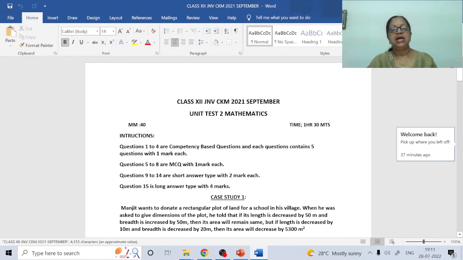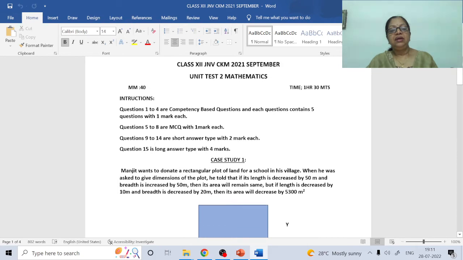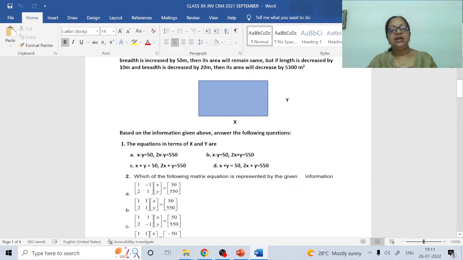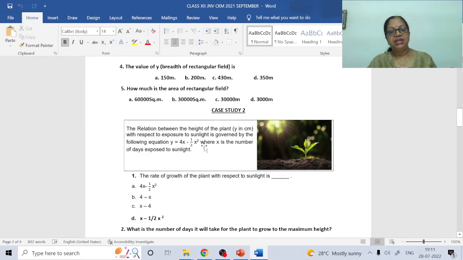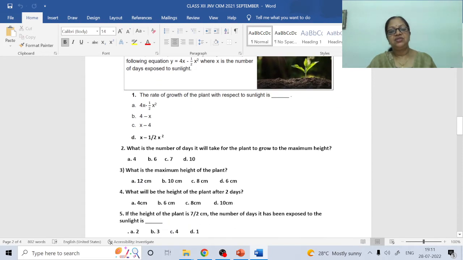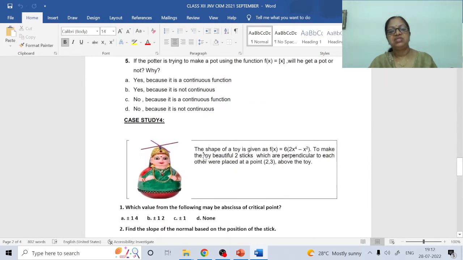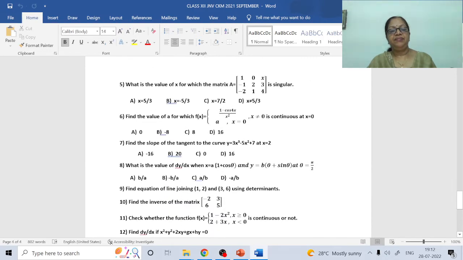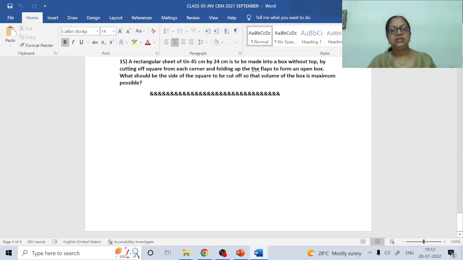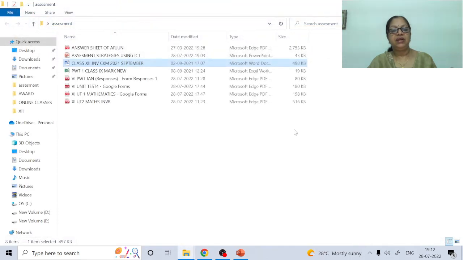Here I prepared for class 12th students. I prepared a unit test question paper in mathematics for class 12th. Here the topic is based on matrices. So the questions are like this, and the matrix is there, and at the same time the functions. So like this, I can prepare the question paper using ICT. Some pictures I downloaded and pasted here. So this question paper is in the form of Word.